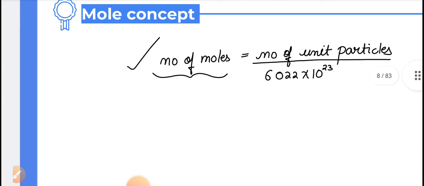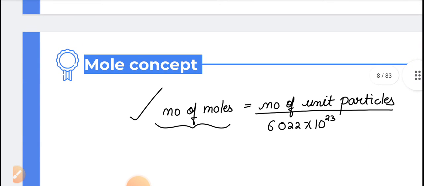Yeah, let's go to the next. See, number of moles is defined as number of unit particles upon Avogadro number. The unit particles may be anything: number of atoms, number of molecules, anything. Number of moles is the number of given unit particles in the question divided by Avogadro number. This is a small relation which you should learn first.